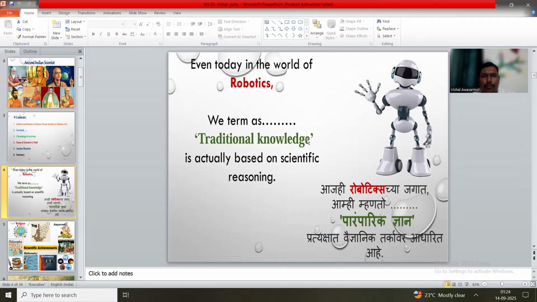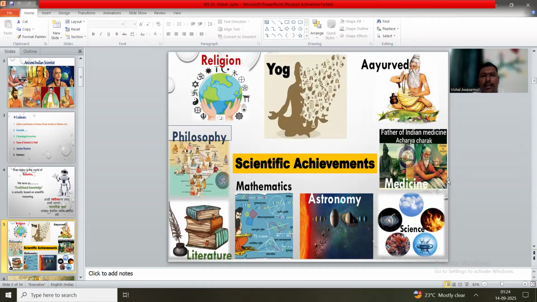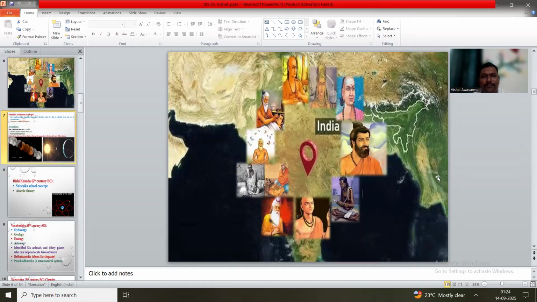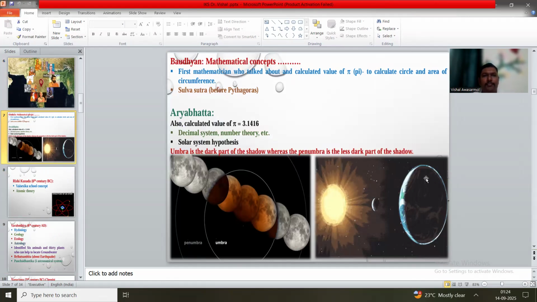Even today, in the world of robotics, what we term as traditional knowledge is actually based on scientific reasoning. Our scientific achievements include yoga, religion, philosophy, astronomy, mathematics, medicine, science, etc. Baudhayana's mathematical concept: the first mathematician who talked about and calculated the value of pi to calculate the area of a circle and its circumference. Sulba Sutra before Pythagoras. Aryabhatta also calculated pi, the decimal system, number theory, etc.